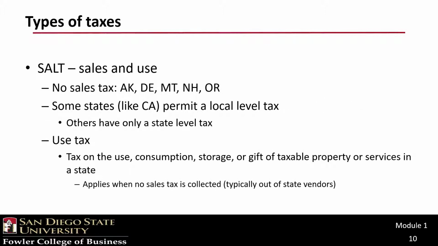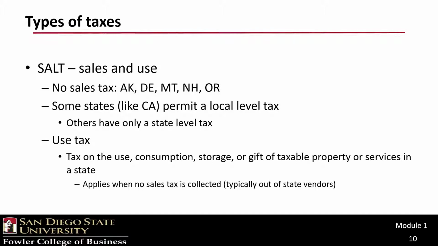So a number of states, of course, have sales and use tax, but again, you could be lucky and live in a no sales tax state like Alaska, Delaware, Montana, New Hampshire, or Oregon. And some states, for example, California, permit localities to charge a sales tax as well. And then other states only charge a sales tax at the state level.